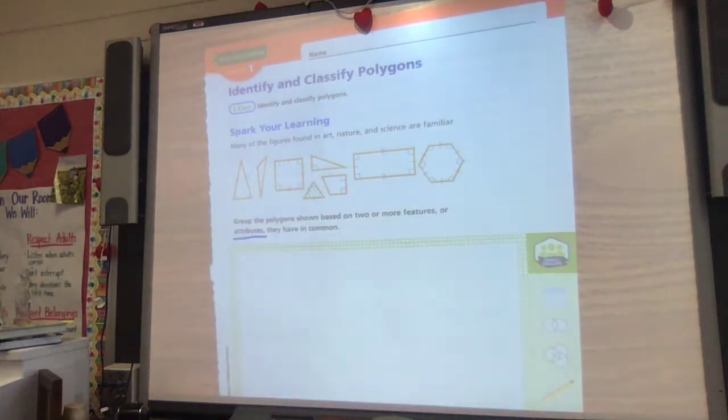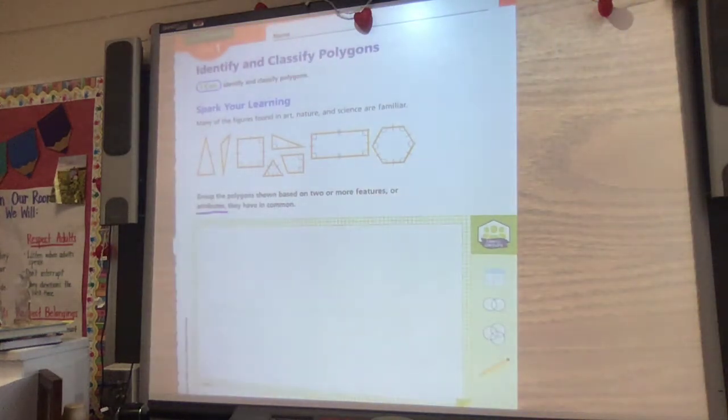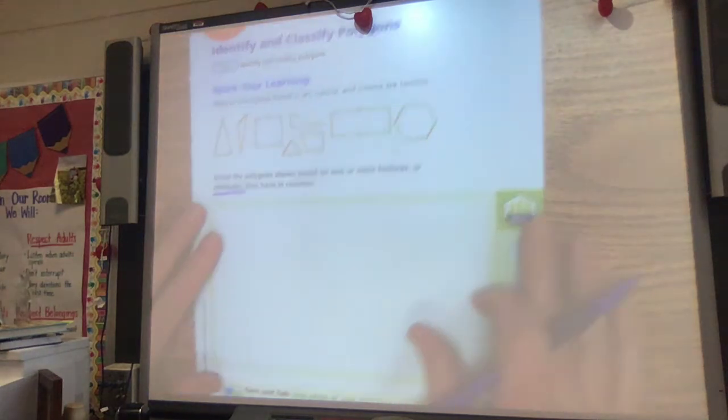This word right here, attributes. Big word, a word that we're going to use a lot because we are very smart. And that just means characteristics. What are some things we know about those polygons that will help us put them into groups? Okay, so let's read this. It says, many of the figures found in art, nature, and science are familiar. Means we've seen them before. We know about them. They are familiar. Group these polygons based on 2 or more features or attributes that they have in common or characteristics.